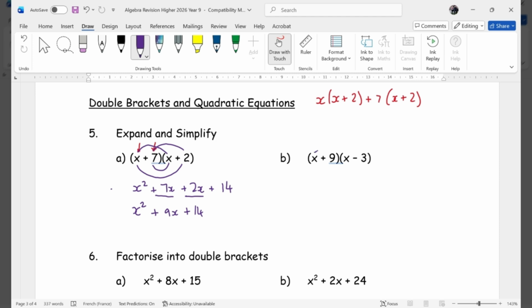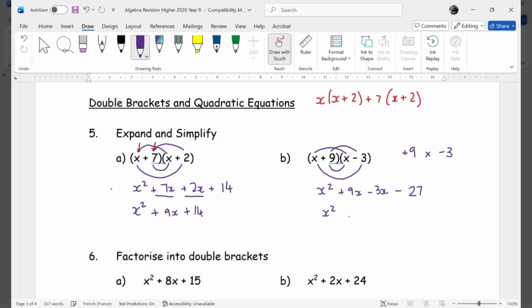And this one, x times x, again, x squared, plus 9 times x, minus 3 times x. And the bit that most people get wrong is actually the numbers, because it's not 9 take away 3, it's plus 9 times minus 3. That's what that eyebrow is doing. And 9 3s are 27. Positive 9 times negative 3 means that that's negative.